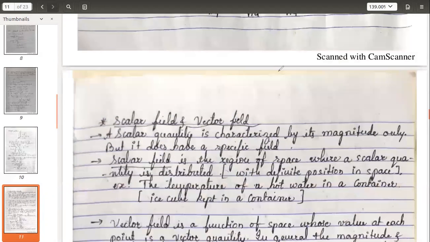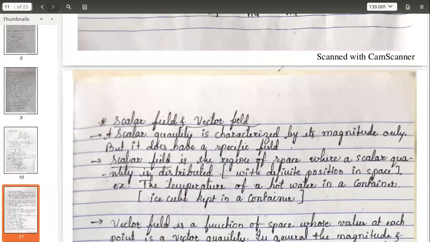Now coming to the next important topic, scalar field and vector field. In the introductory classes, we have seen what we mean by a physical quantity, a scalar quantity and a vector quantity. What is a scalar quantity? It has only magnitude, maybe any positive or negative number. We represent a scalar quantity in magnitude.